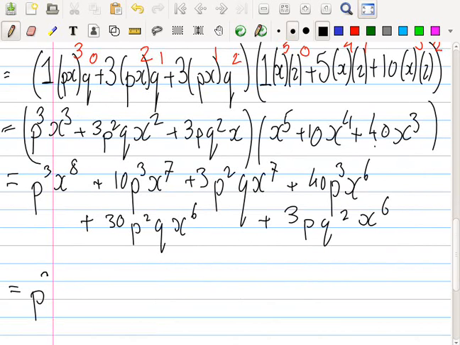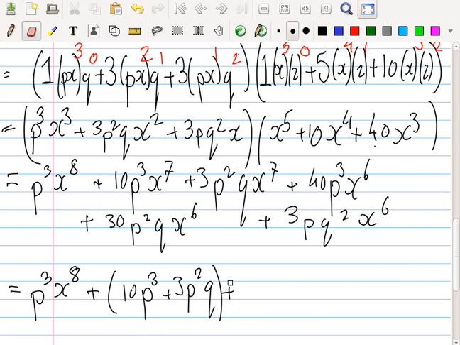So I have p cubed x to the 8 plus, now how many x to the 7s do I have? 10p cubed plus 3p squared q plus, is that it? That's it for x to the 7. Okay, and then finally x to the 6.